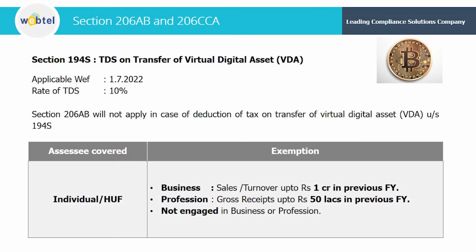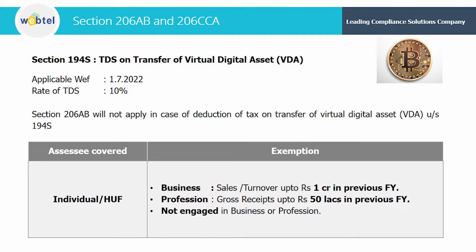There's another new section, section 194S, TDS on transfer of virtual digital assets like Bitcoin, etc. This is applicable with effect from 1st July 2022, and the rate of TDS is 10%. Sections 206AB and 206CCA will be applicable even in the case of section 194S, but in a few cases these higher rates will not apply. What are these cases? Let us see.